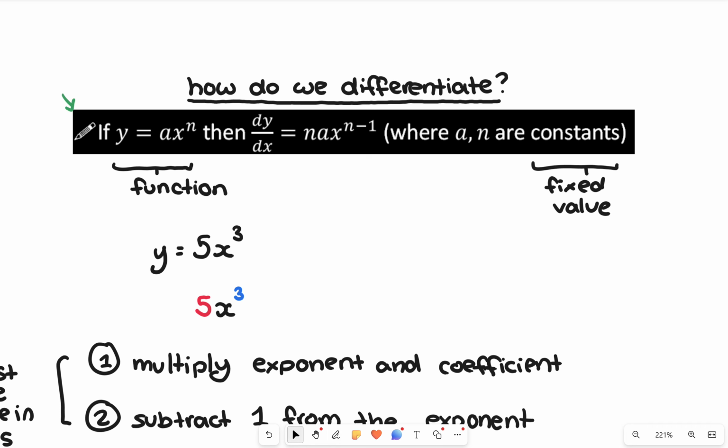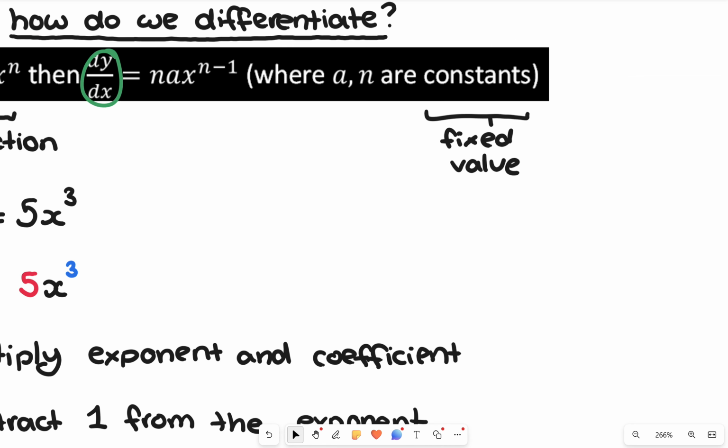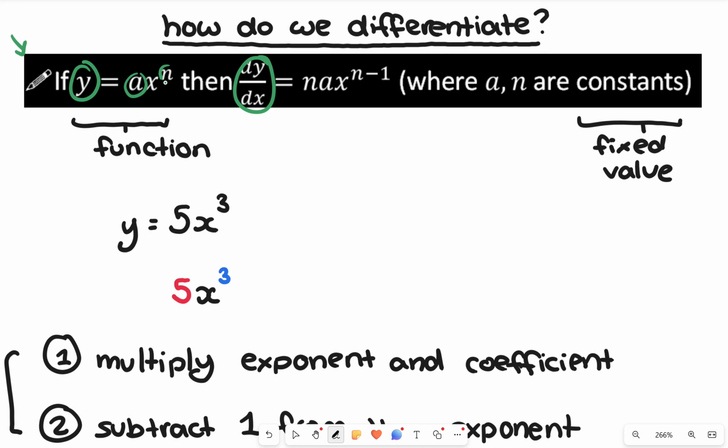Okay, so how do we actually differentiate? This is the textbook explanation on how we differentiate, but it can be a little bit confusing with all of the letters, so let me explain what's going on here. Firstly, we can recognize y and dy over dx, so we can already pick out this is our function, and this is going to be our differentiated function. And over here it mentions that a and n are constants. Constants are just fixed values, so in this case that will be a and that will be n.